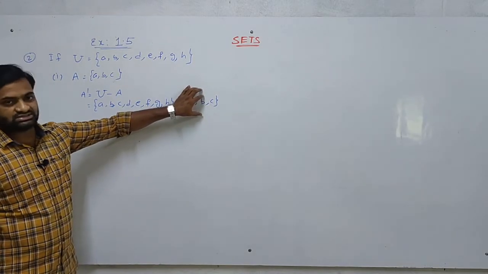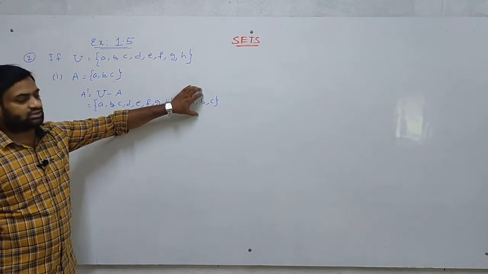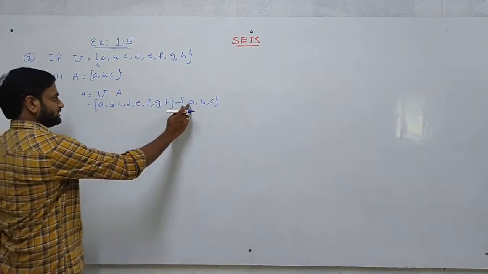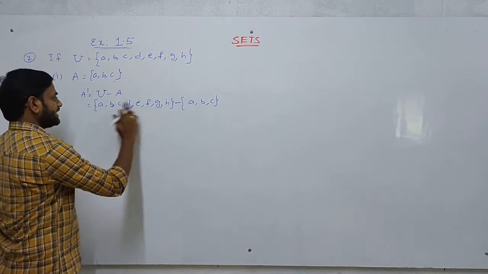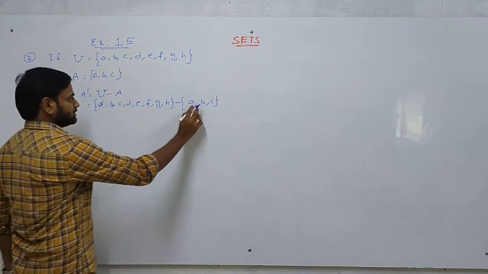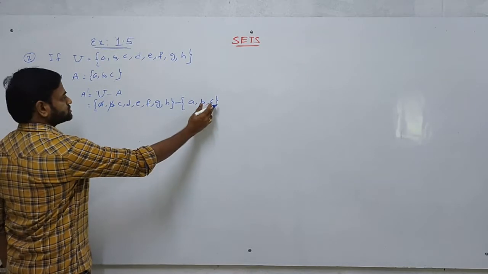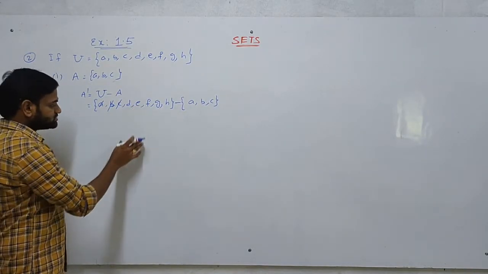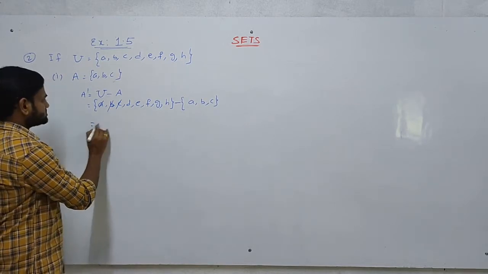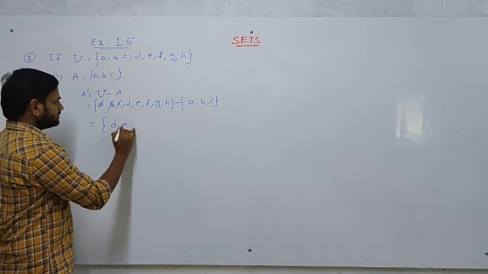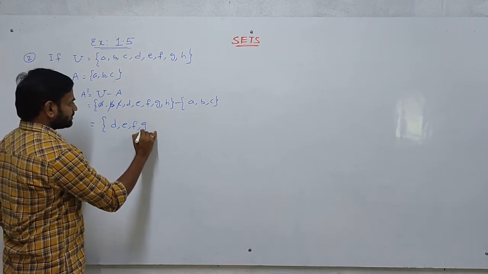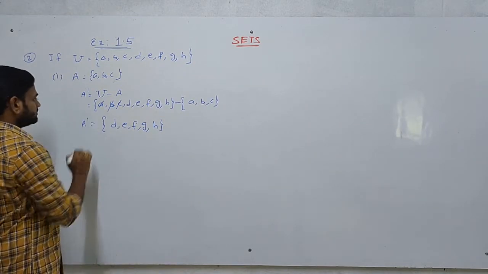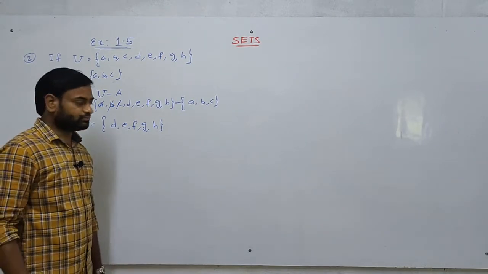So eliminate these elements from this set. First, A is there or not, check once. Yes, A is there, cancel that one. Next B is there, cancel that one. Next C also is there, cancel. Now what are the remaining elements? Just write down: that is D, E, F, G, H. That is the remaining, that is the complement of A.